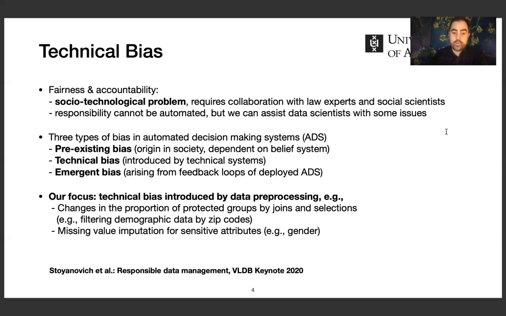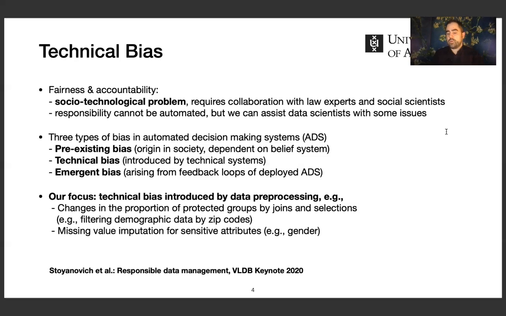And in our work, we focus on the technical bias that is introduced in machine learning pipelines by data preprocessing. And the actual issues that can occur are numerous, and they can be very, very subtle. So for example, as soon as you join different data sets or you filter these data sets, there's always a chance that you accidentally change the proportions of certain protected groups in the data. For example, if you filter data by zip code, then there's a big chance that you change the proportions of demographic groups in the data because zip code is correlated with group membership here.